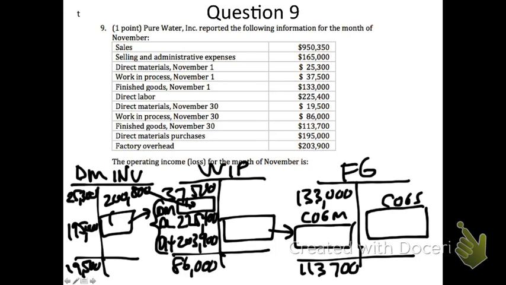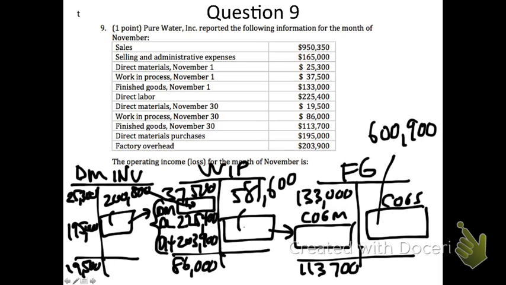So 37,500 plus 200,800 direct materials used, 225,400 direct labor incurred, 203,900 overhead applied, minus cost of goods manufactured has to equal 86,000. And so cost of goods manufactured ends up being 581,600. So that goes into our finished goods T account, which means cost of goods sold ends up being 600,900.